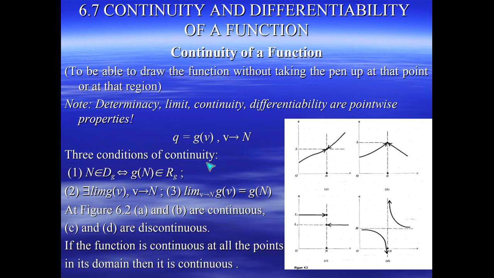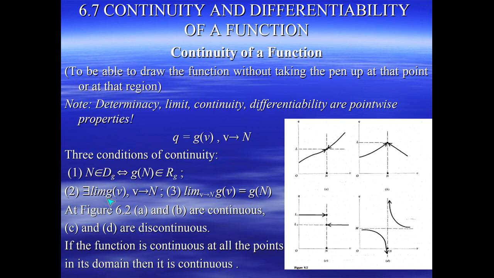What is continuity? In order to be continuous, a function should fulfill three conditions, which can be summarized in one condition indeed. The last condition summarizes all of them. The first condition is that the point n should be in the domain of definition of the function, which means the function should have a value when x is equal to n. So g of n should be in the range of the function. When I put the value n in the function for the independent variable, I should obtain a definite value which is in the range of the function.